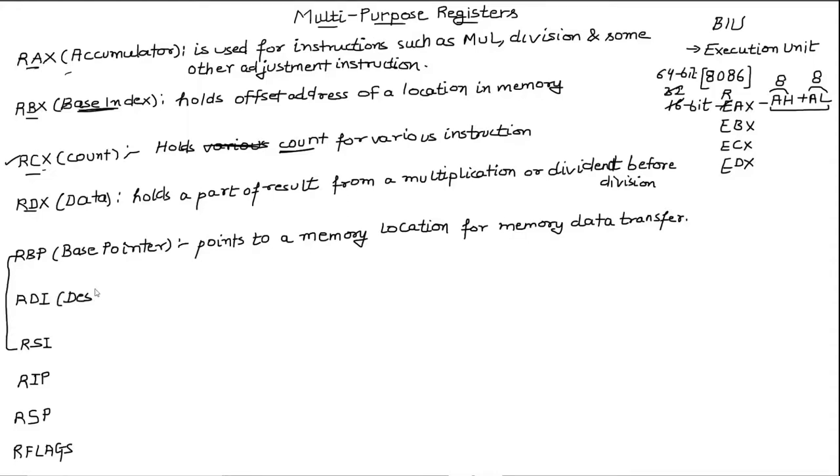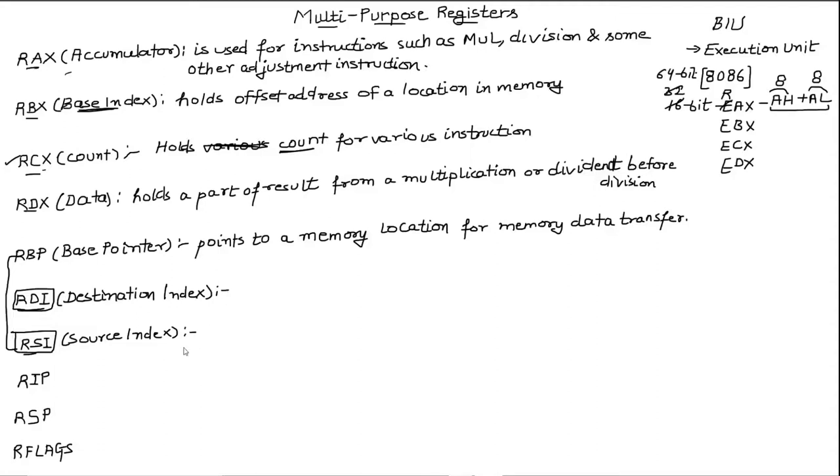So now we are going to study the DI, which is the destination index. Now these two registers, RDI, the destination index, and RSI, which is the source index, are actually used for some string operations. So if we want to do some string operation, let's suppose we want to transfer a string from one register to another, we can use these two registers. We will see the use of these two registers when we study string transfers.